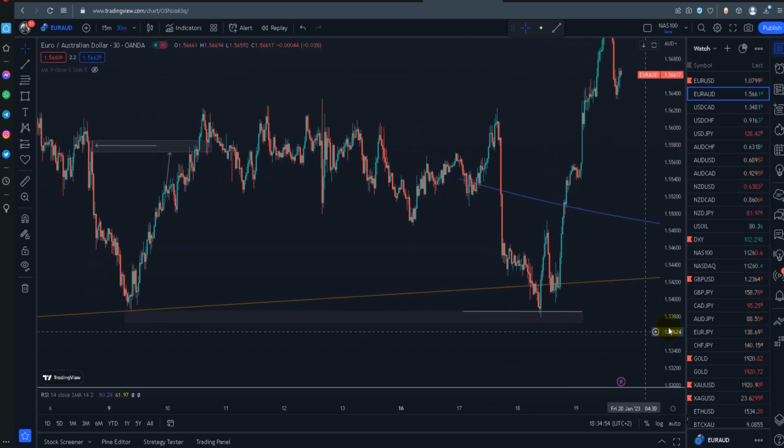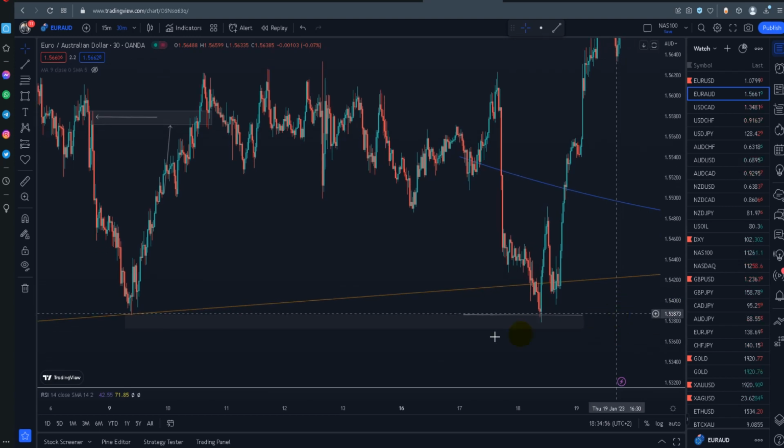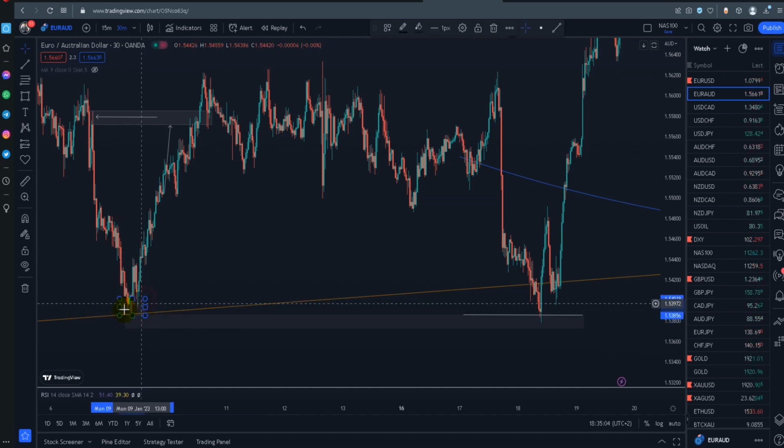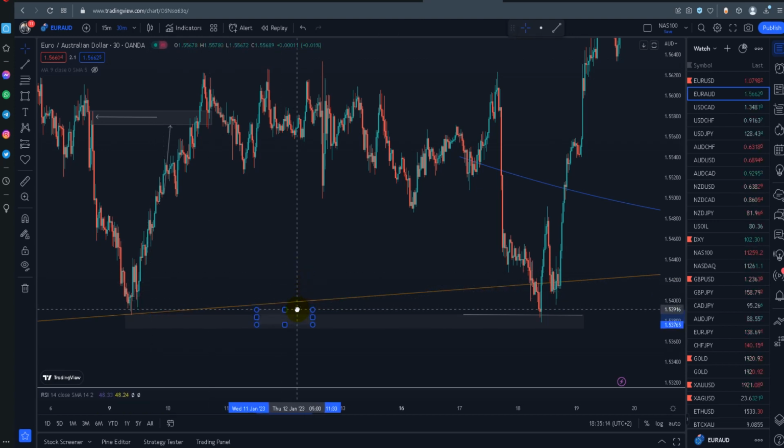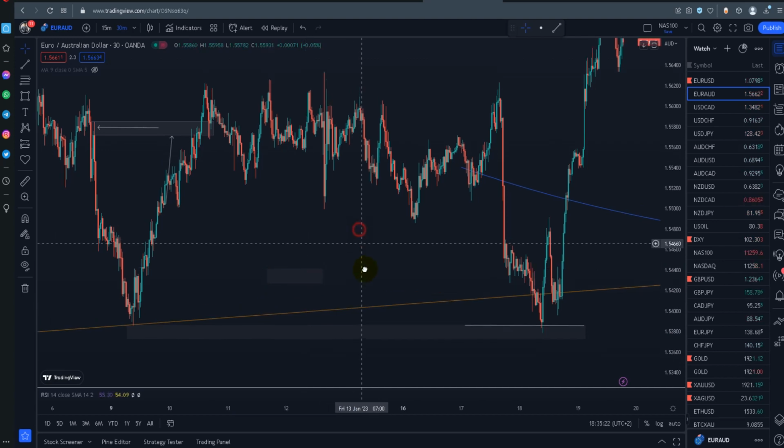So this is how you will find sniper entries using candle wicks. All you have to do is take the size of the candle wick tail and then move it lower. If it's going to be a buy, move it lower, the same spacing of the candle wick tail, and that will give you the sniper entry for the buy.